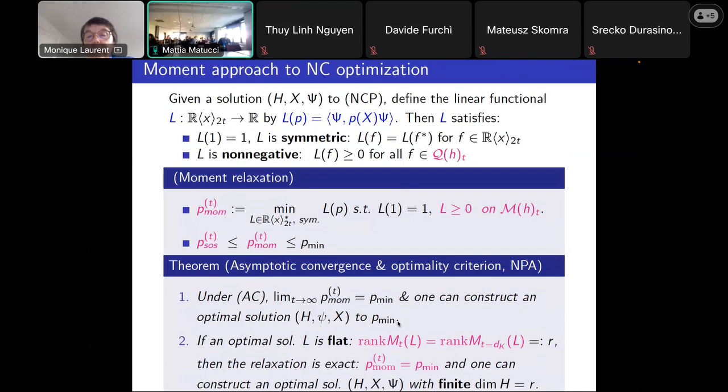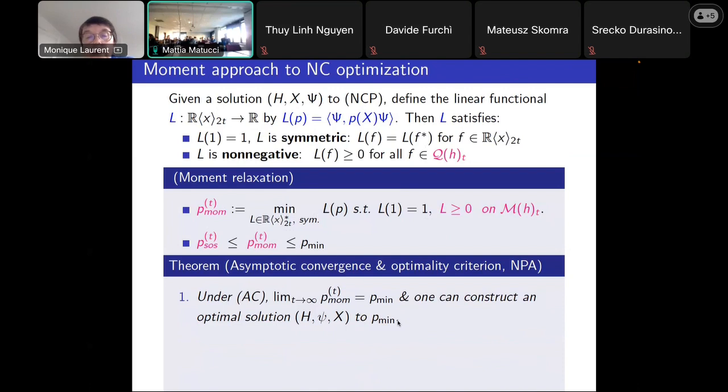Monique? Yes? In the definition of the moment relaxation, you mean Q of H, no? Yeah, I mean Q of H, yes. So M should be a Q, yes. It's a typo, thank you. It should be Q.